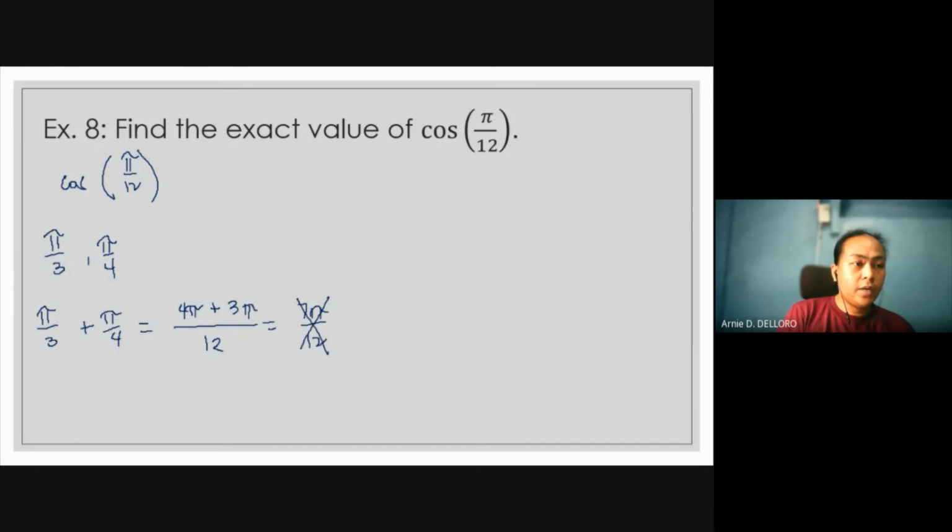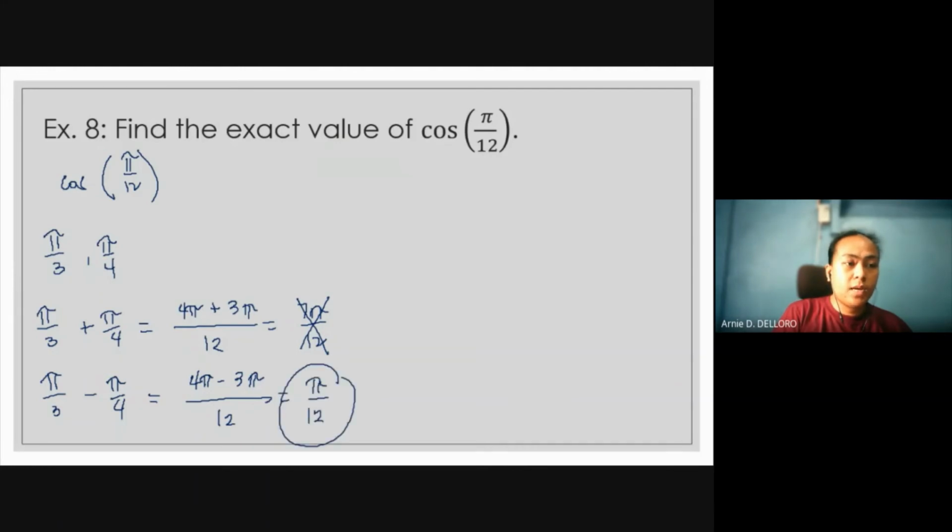So hindi din to pwede. Try natin i-subtract. So trial and error, ano po. Pero kung mabilisan yung paghanap ng exact value ng mga trigonometric functions, you may simply use your calculators. Okay? Bibigay niyan kaagad sa inyo. So we have 12. So 4 pi minus 3 pi is equal to pi. So nakuha na natin yung sagot.